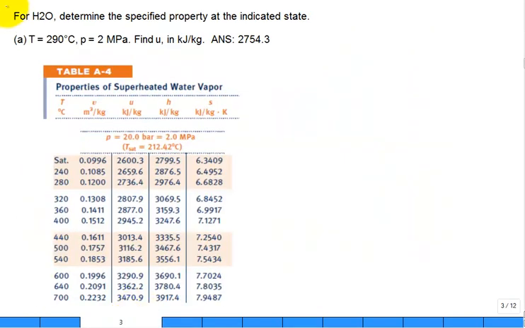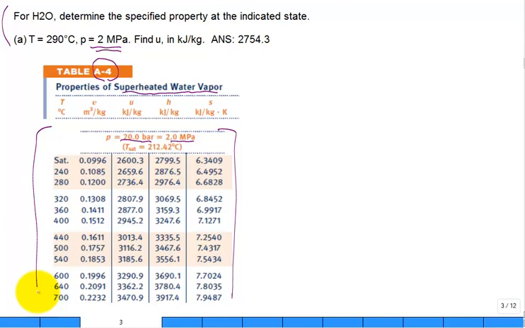So I just continue to copy over the problem statement. And we go to table A4 for superheated water vapor. And we find the pressure block of 2 megapascal, and it's nice that they remind us that 2 megapascal is 20 bars, so it's less error prone to find the right pressure block. And this is what I mean by a block of data. All of this data is for that 2 megapascal pressure. So we have columns of temperature, specific volume, internal energy, enthalpy, and entropy.